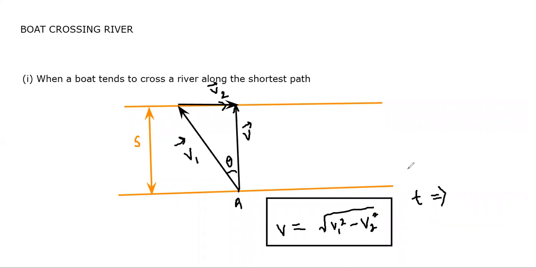Right? Now, if you want to find the time in which the boat will cross this river, time is distance by speed. Distance is s, and speed is the resultant speed of the boat. This is your speed in still water, and this is the speed with which the boat is actually crossing the river along the shortest path. So this is v, and the value of v is the square root of v1 square minus v2 square. So this would be the formula of time in which the boat will be crossing the river.